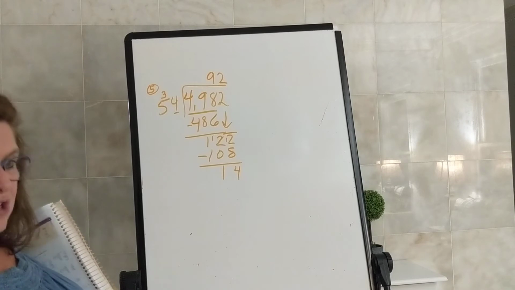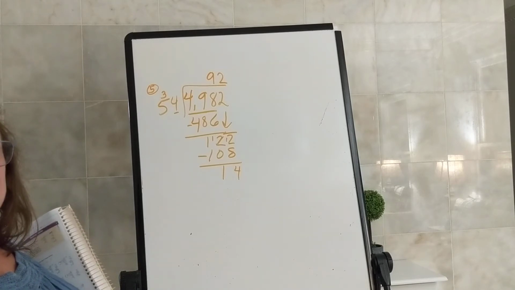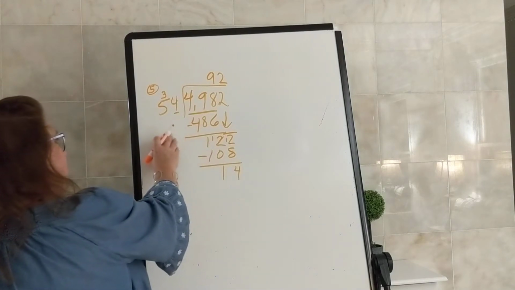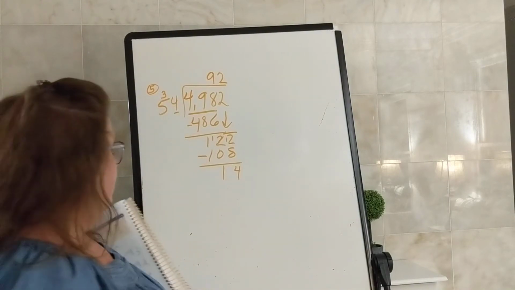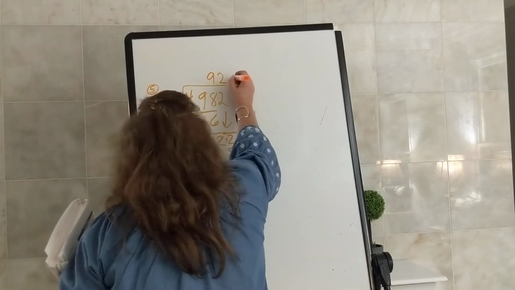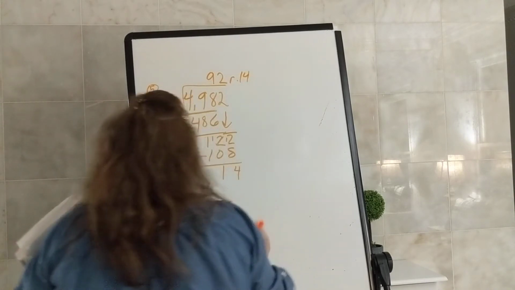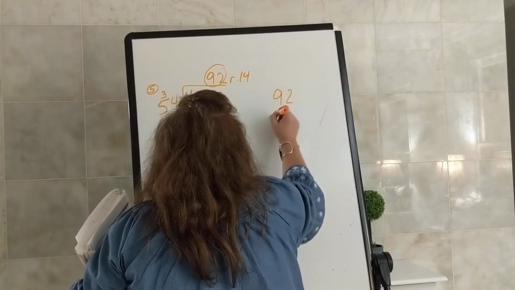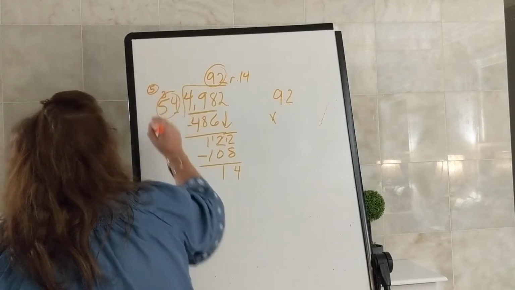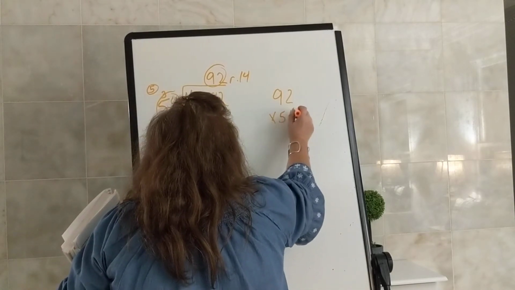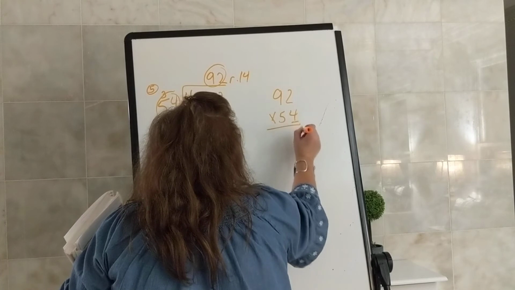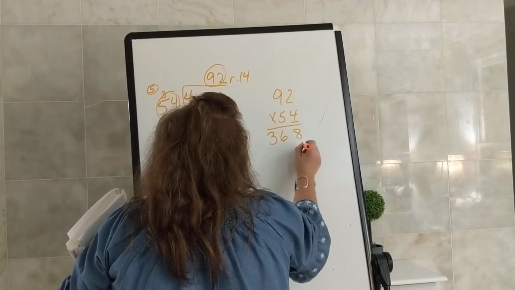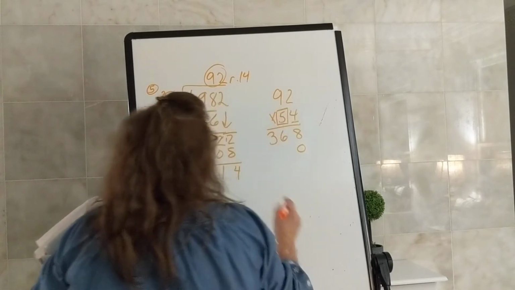Is 14 smaller than our divisor, 54? It is. So just because this was our lesson for today, we're going to check our division problem as well. Remember, if I'm putting it on the board, you're putting it on your paper. So we're going to write our remainder up here, remainder 14. We're going to take our quotient, 92, and we're going to multiply it by our divisor, 54. 2 times 4 is 8. 9 times 4 is 36. We put a 0 in the ones place. We're multiplying by the tens place.